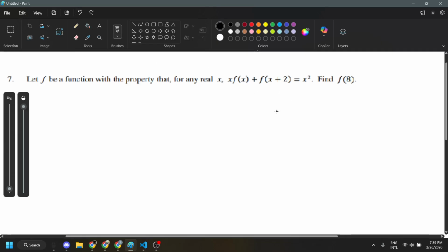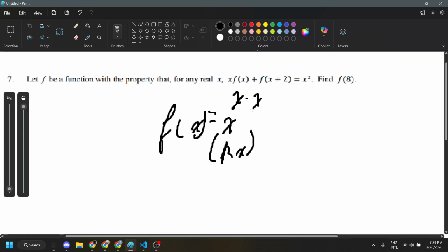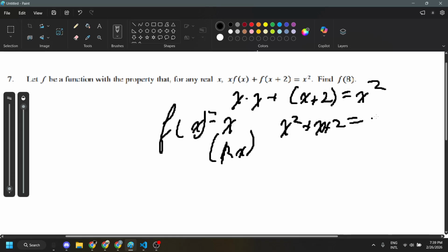So the first thing I learned is that when starting this, we should see if f of x equal to x, or really just kx, is a solution. So let's see. We have x times x plus x plus 2 is equal to x squared. So x squared plus x plus 2 is equal to x squared. So x plus 2 is equal to 0. x is equal to negative 2.